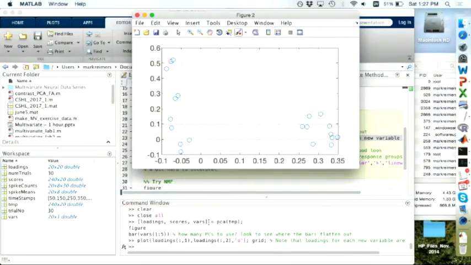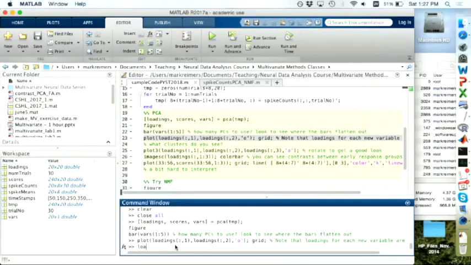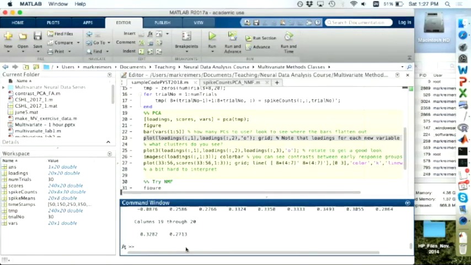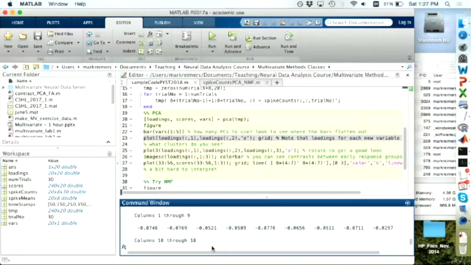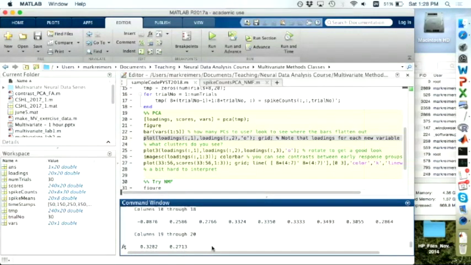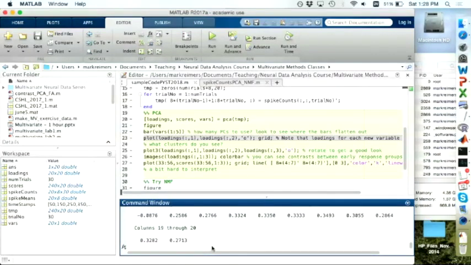Well, we can look at what the loadings are. So what do you see? So the first group are loaded negatively, the second group are loaded positively, and they'll turn out to be those that respond early and those that respond late. So that makes some good sense.